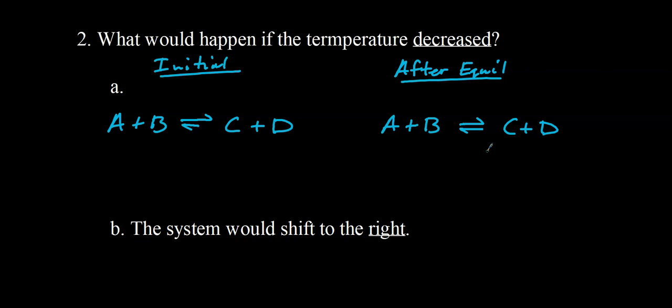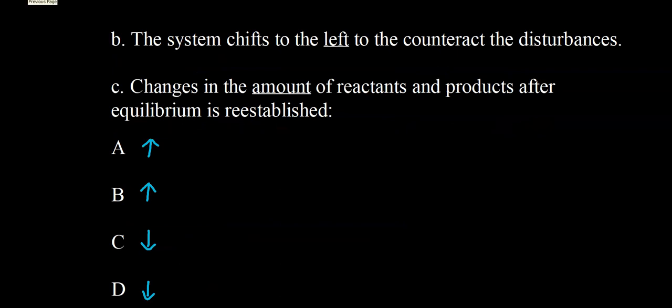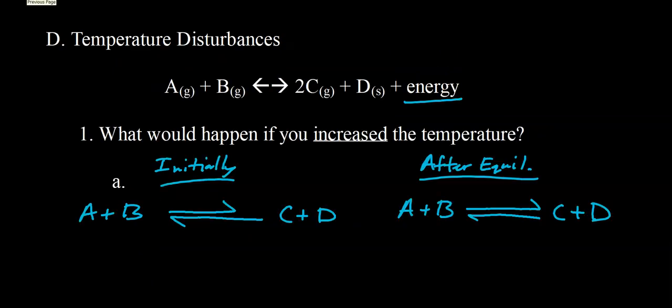So again, if we go back to our thermochemical equation, to decrease temperature, we do so by removing energy. And if we remove energy, which reaction is favored? If the temperature is lowered, which reaction is favored? Endothermic or exothermic? The exothermic reaction is favored. Equilibrium shifts to the right.